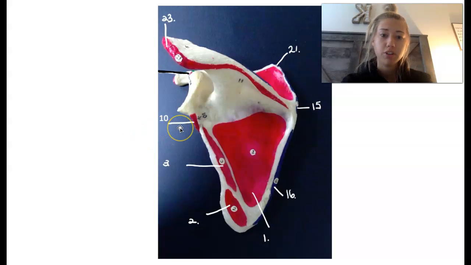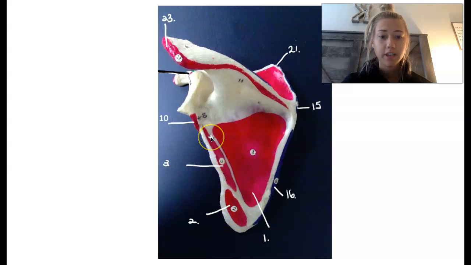Okay, so then moving on to the posterior side of the scapula, we're going to have on number 23 the origin of the deltoid, and on number 21 we're going to have the origin of the supraspinatus. And number 1 is going to be the origin of the infraspinatus. 15 is the insertion of the rhomboid minor, and 16 is the insertion of the rhomboid major.